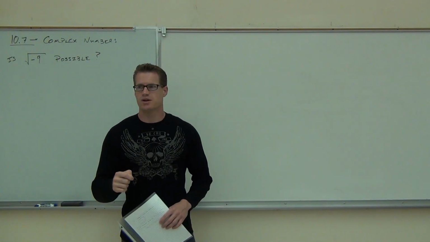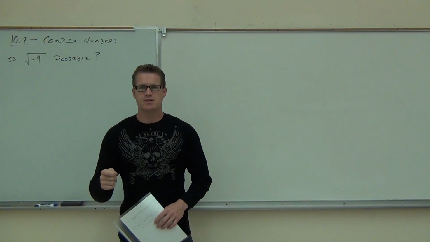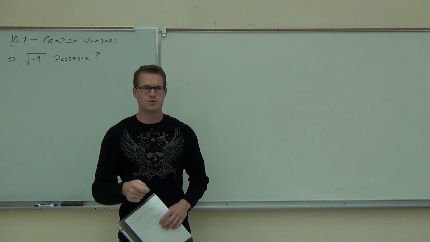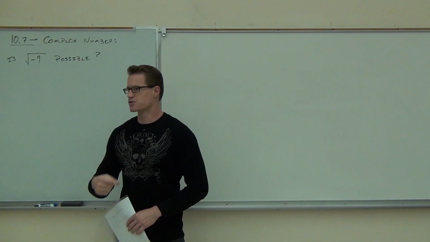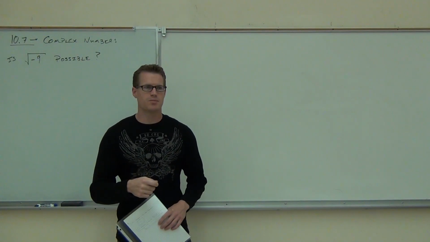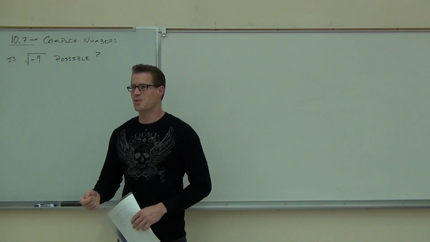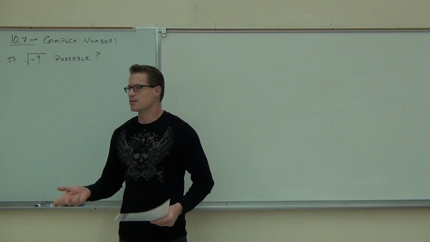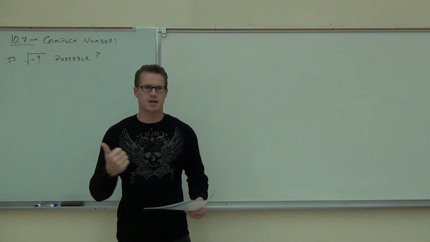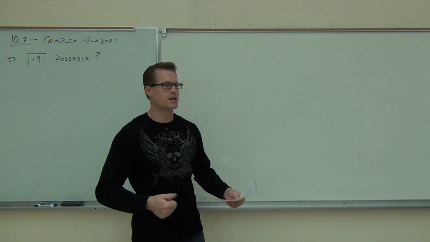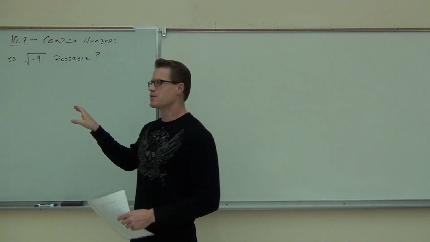And the reason why it's a trick question is because if I ask you, is it possible in the real numbers, the answer is no. Because you can't think of a number times itself that gives you -9. Can you? No. If you can, you're a smarter person than I am. No, you can't. There's nothing that exists. You take 3 times 3, you get 9. -3 times -3, you get 9. This isn't possible in the real numbers.